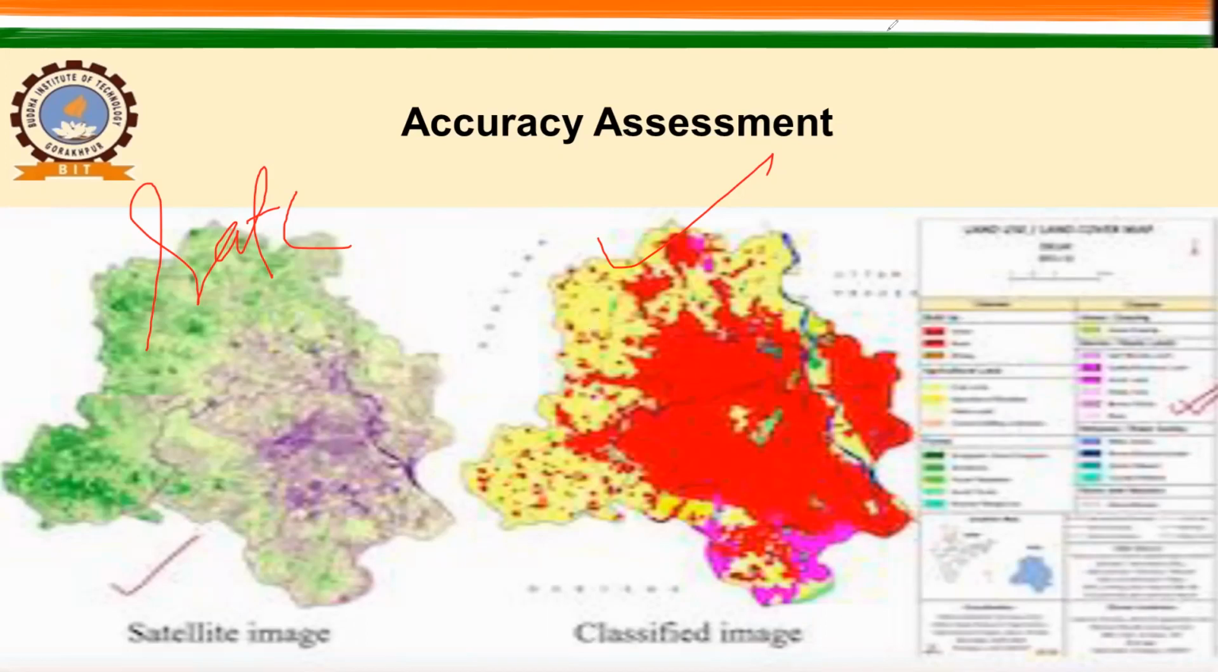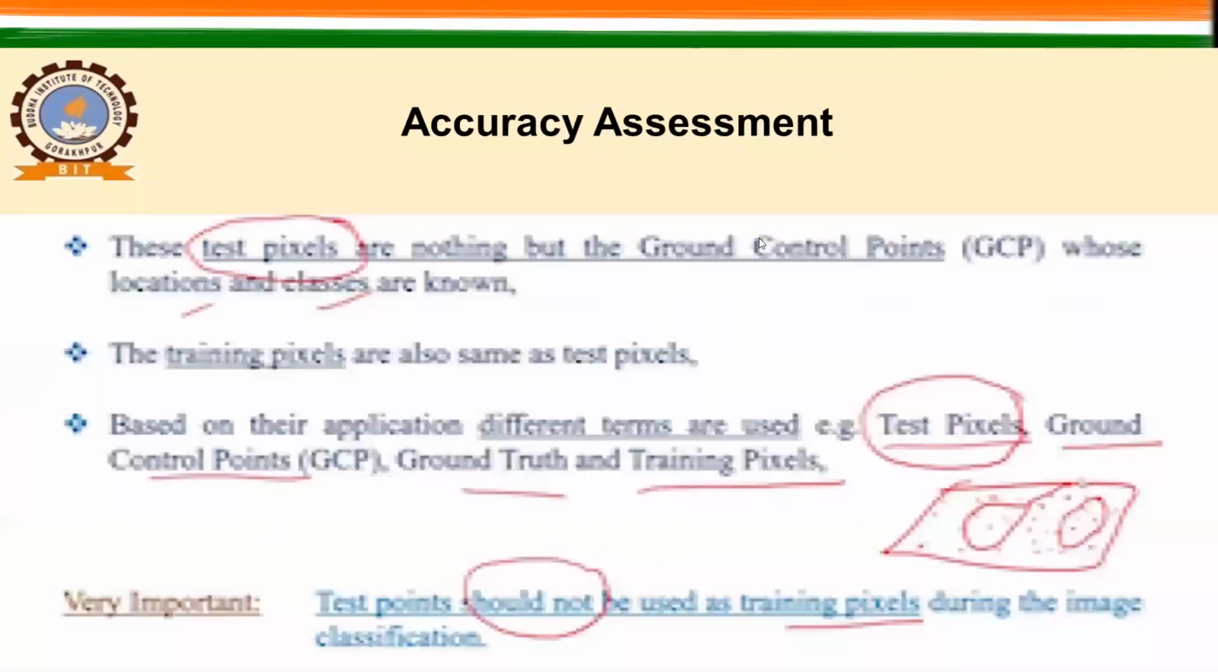तो accuracy assessment में थोड़ा और समझना है तो ये वाली स्लाइड देखिए. Here these test pixels are nothing but the ground control points which we have plotted on the classified image, collected from the field. So here we know the location and the class, right? Suppose the classified image has 3 classes: water, forest, and urban area.